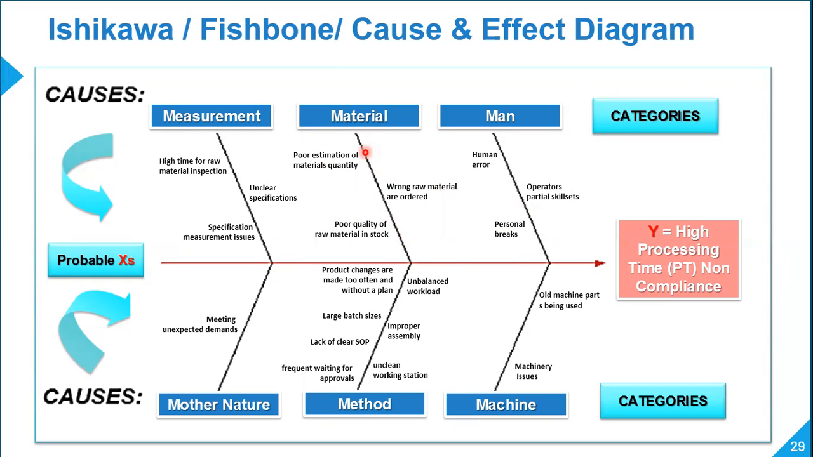By the way, these are not the significant causes yet. These are the probable causes. They may or may not be the causes. But right now, in a brainstorming session, we're trying to come up with as many probable causes as we can with the help of the operations team. That is what we do in our current project of reducing PT non-compliance. Let's go to the next slide.